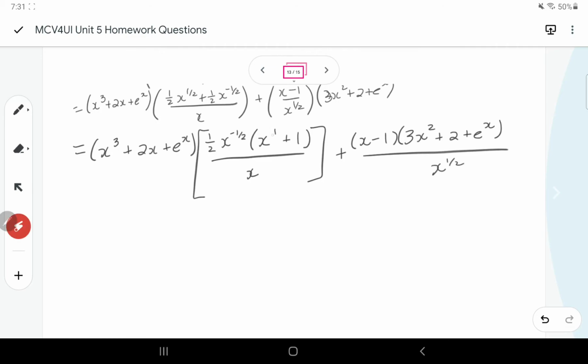Now, last step, I'm just going to clean this up. I've got a 1/2 on top. I'll just put the 2 on the bottom, and also anything with negative exponents, if it's a single term, just throw that down onto the bottom and simplify.